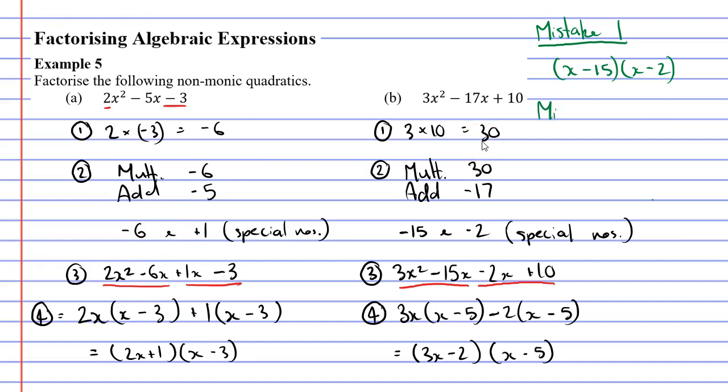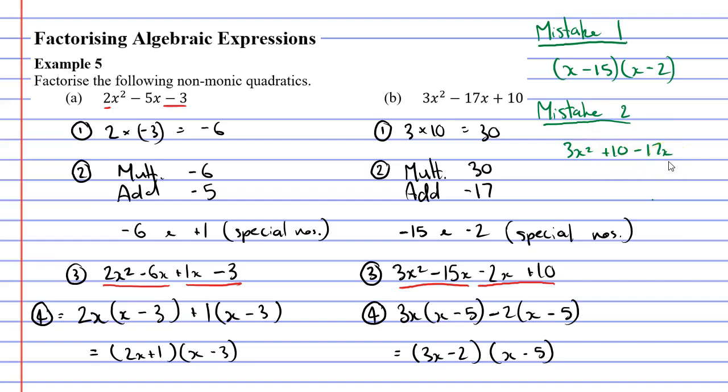Mistake 2, and I'm only going to cover 2 mistakes. This mistake occurs when the expression has been written in a funny order. So take, for example, question B. What if it was written like so? 3x squared plus 10 minus 17x. Notice that they've swapped the last and middle term here.